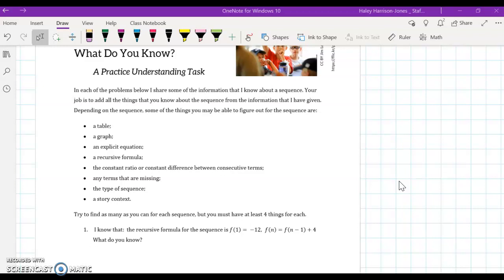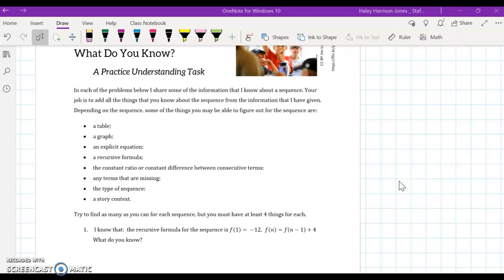Depending on the sequence, some of the things you may be able to figure out are a table, a graph, an explicit equation, a recursive formula, the constant ratio or constant difference, any terms that are missing, the type of sequence, or a story context. Try to find as many as you can for each sequence, but you must have at least 4 things for each. Let's look at number 1 together.